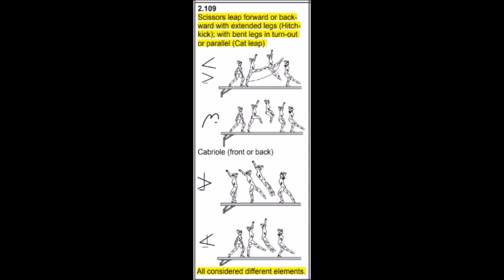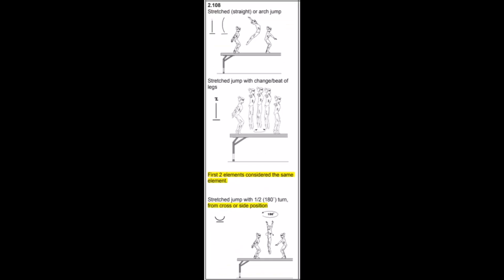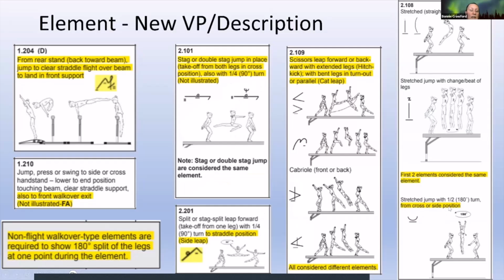All of these are considered different elements. But what's considered the same element: a stretch jump, an arch jump, or a beat jump are all considered the same element. We also have a stretch jump half from a cross or a side position for an A. And again, remember your non-flight walkover type elements are required to show that 180-degree split at one point.